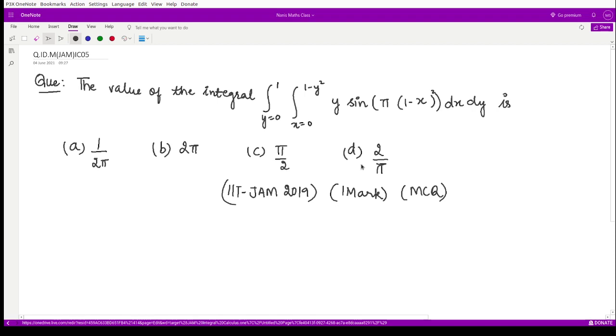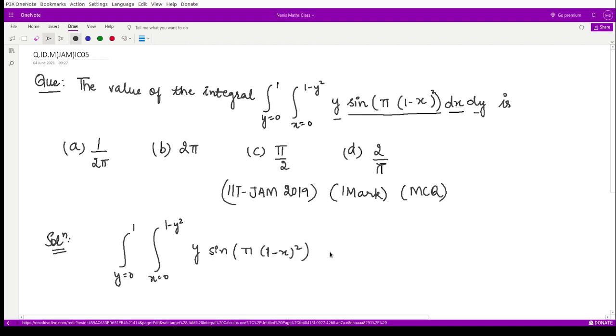This is equal to which of these four solutions? Can you try and solve this question by yourself? This is performing simple double integration where this function is given to you, y sine of pi times 1 minus x whole square dx dy. The integration limits vary from 0 to 1 for y, and x varies from 0 to 1 minus y square.